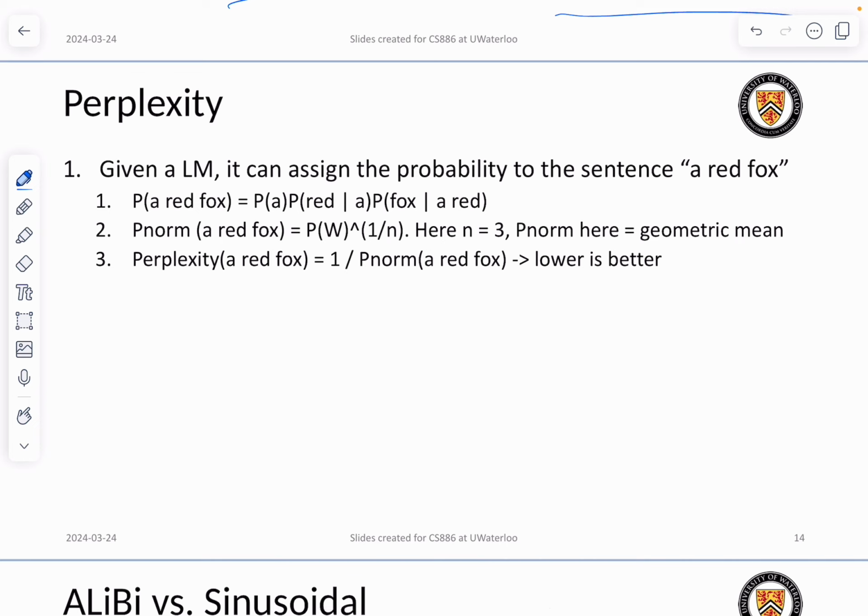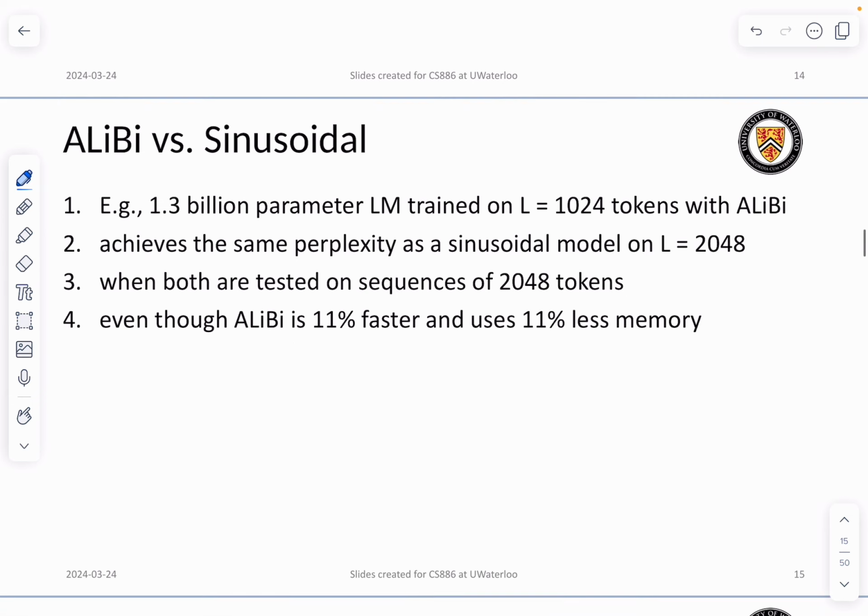We can also talk about perplexity here. So this is just basically explaining what perplexity is. We want the LM to be able to assign real sentences high probabilities. That's the idea. And perplexity is some function of this probability function. So basically, lower perplexity is better.